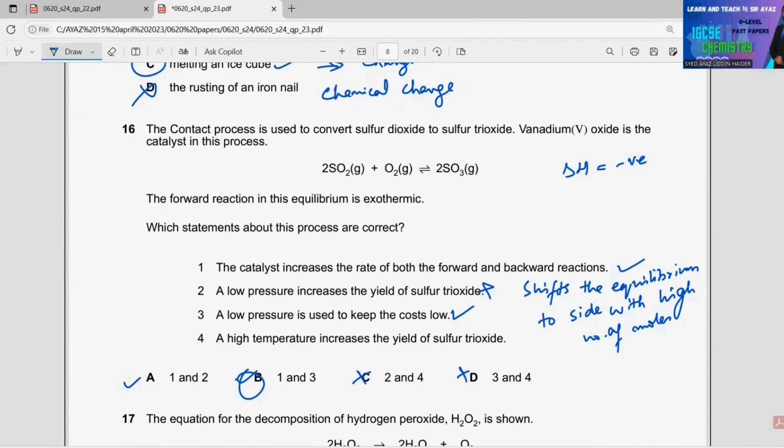4, a high temperature increases the yield of sulfur trioxide. This is wrong. High temperature does not shift the equilibrium to the product side. Instead, it will shift the equilibrium to the side which is endothermic. In this case, it's the reactant side. The reactant side is endothermic. So this statement is also incorrect.